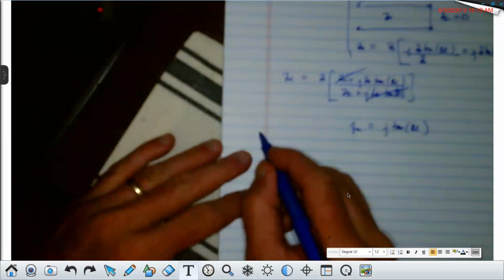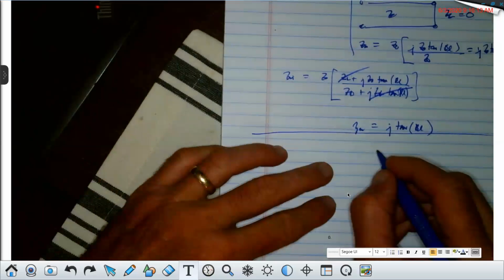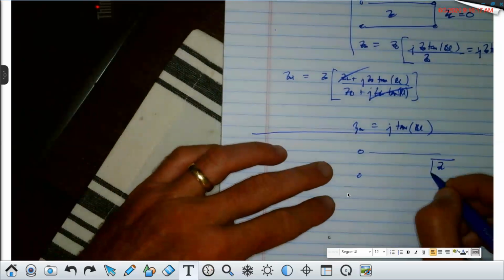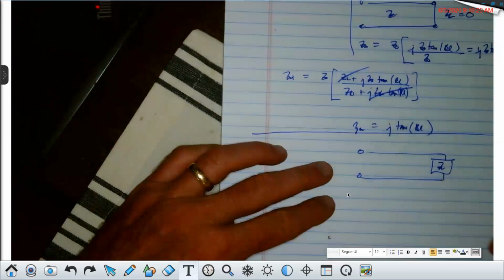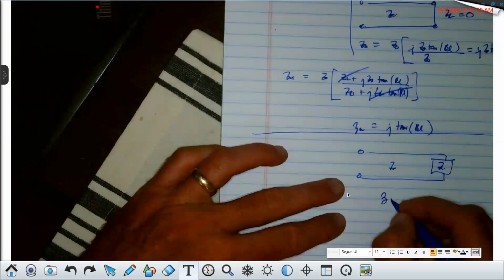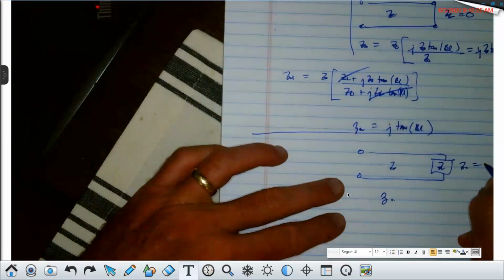That's series. Now, if we wanted to do it in shunt or parallel, what we do is this, and I'm going to put it down here. We take the same thing, same equation, that's CL, and this is Z naught. So then we'd get normalized input. Here, my ZL is going to be 0, or it's a short circuit.